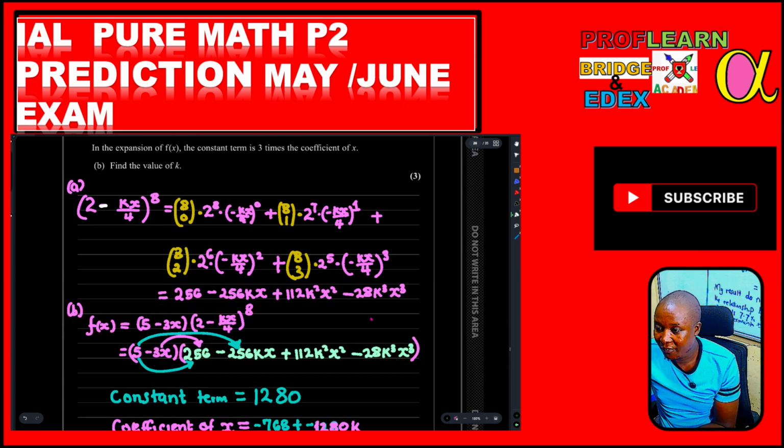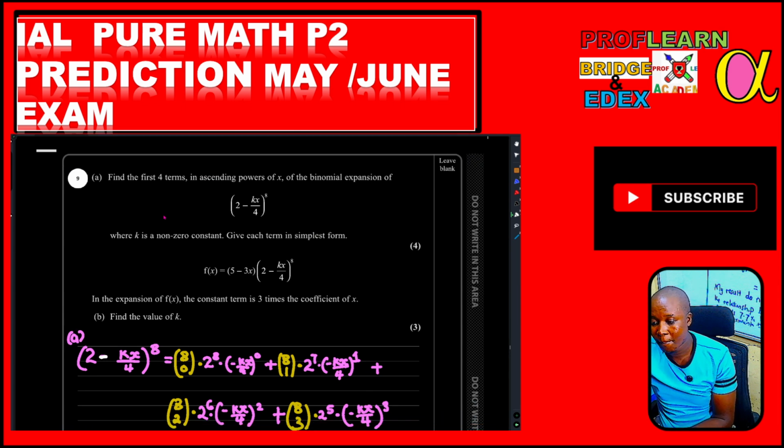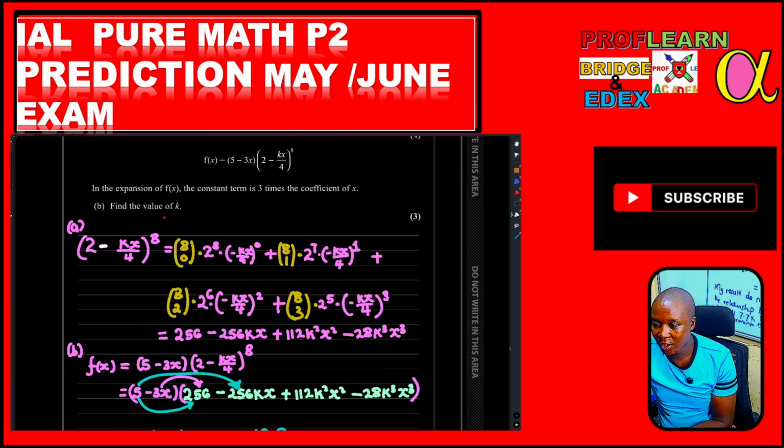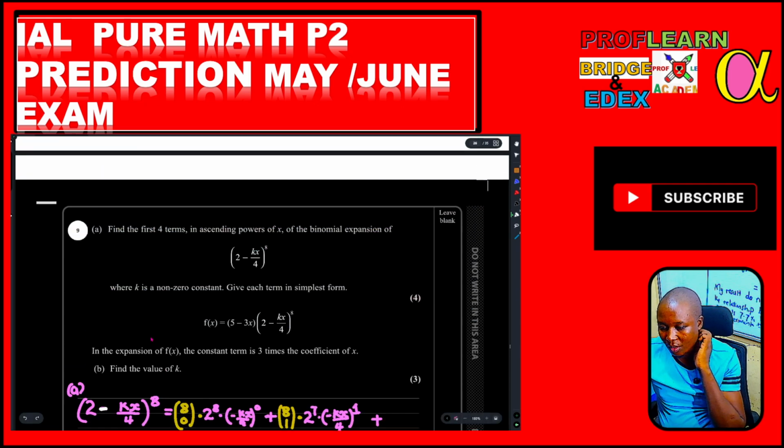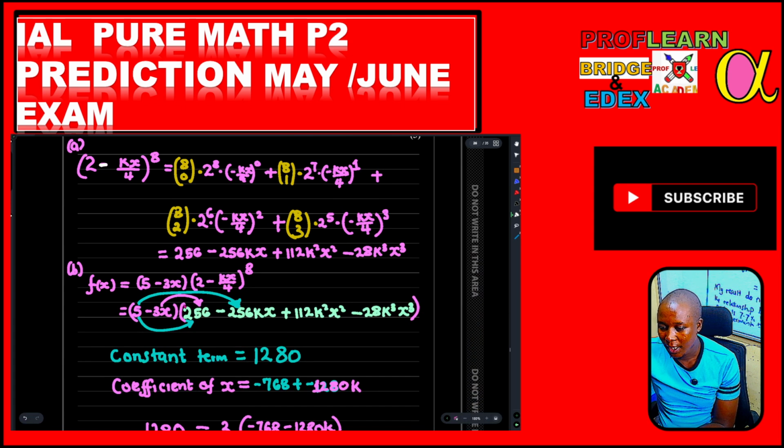So those are the first 4 terms, because you are told first 4 terms, so don't forget to give less or more terms than expected. Then you are told we have a function f of x where 5 minus 3x is multiplied by (2 plus kx/4) to the power 8, and whatever they are talking about here is what we have expanded. So this part that we have here can be replaced with the expansion of the first 4 terms that we had gotten. So basically that's why you see I decided to have them well seated here.